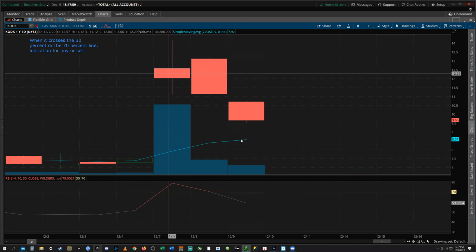But my simple moving average is still kind of showing upwards. I may want to buy. Now, knowing last week where it was at, do I want to get in at a higher price? Well, if you want to hold it for a longer period and think it's going to go up, yeah, this could be a good time to buy.